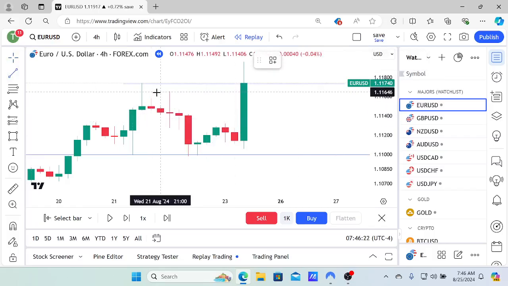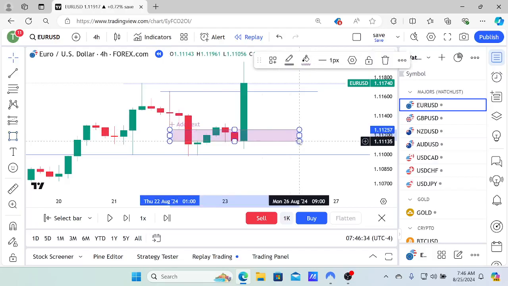But Mike, what about that imbalance in there? That's true. You do have an imbalance in there, but what did it do with it? Well, that is what we call an inverse fair value gap. That's an inverse fair value gap right there.